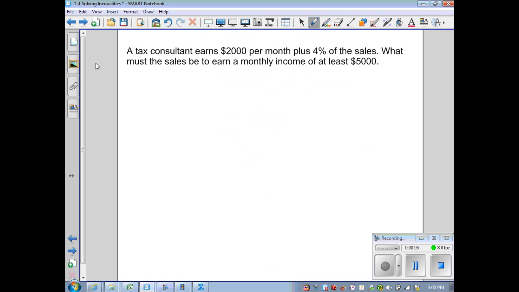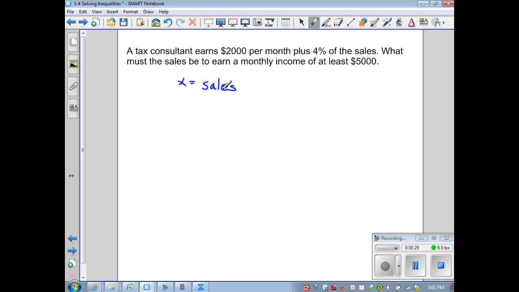Our last example. A tax consultant earns $2,000 per month plus 4% of the sales. What must the sales be to earn a monthly income of at least $5,000? Well, what are we talking about here? We're talking about the monthly income, which is $2,000 without sales. We don't know what the sales are, so I'm going to let X represent the amount of sales.